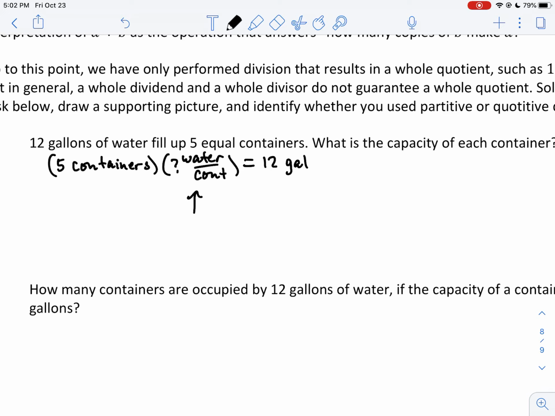So we're trying to figure out how many gallons there are per container, which means we're missing a multiplicand. This means we're doing partitive division. So our 12 divided by 5 is what we're looking for, and this is a partitive division.